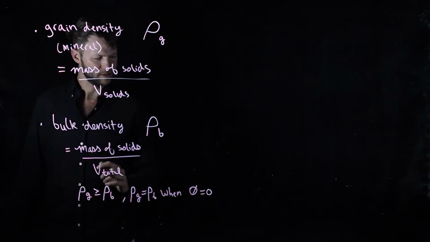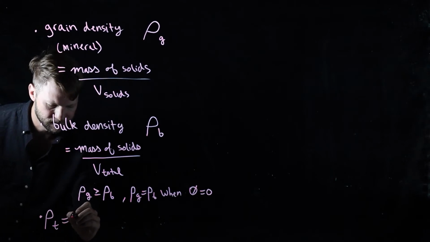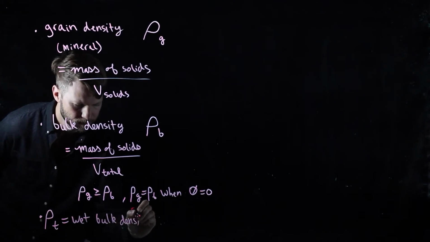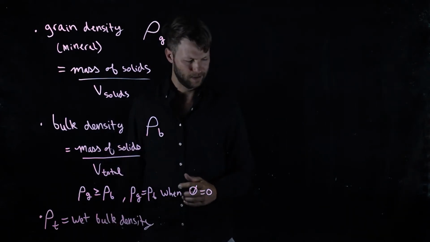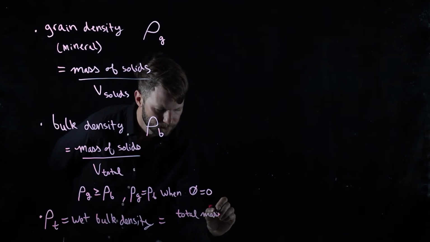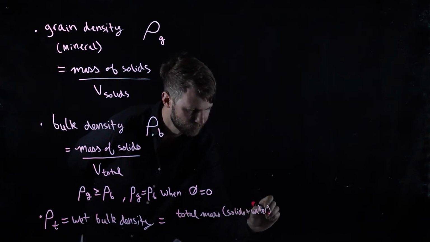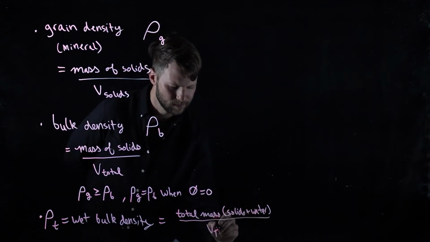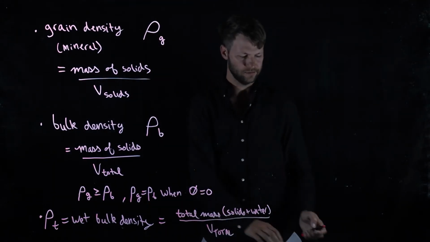Now, there's one final term. It's not as common, but it's known as rho sub T, and this is the wet bulk density. So whereas the bulk density specifically refers to a dry sample, you're just taking the mass of the solids divided by the total. Here, we're going to be looking at the total mass. So including the solids and the water, and of course the air, but it basically doesn't weigh anything, so we're not going to include it. And divide this by the total volume. So these are different ways of describing density in the subsurface.